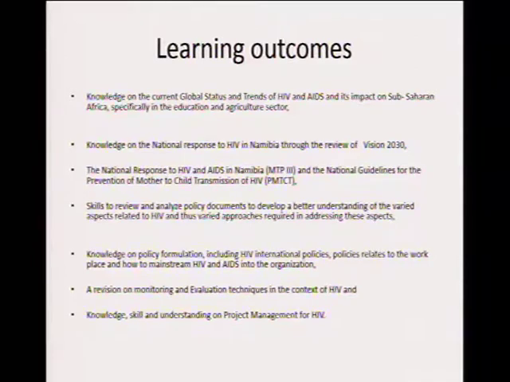Learning outcomes: what it is that we expect our learners to be able to do. We want them to develop knowledge on the current global status of HIV trends and the impact on Sub-Saharan Africa, especially in education, the agriculture sector, as well as the health sector. Knowledge on the national responses to HIV in Namibia through the review of Vision 2030, the national response to HIV in Namibia, the Medium Term Plan 3, and the national guidelines for the prevention of mother-to-child transmission of HIV, PMTCT.